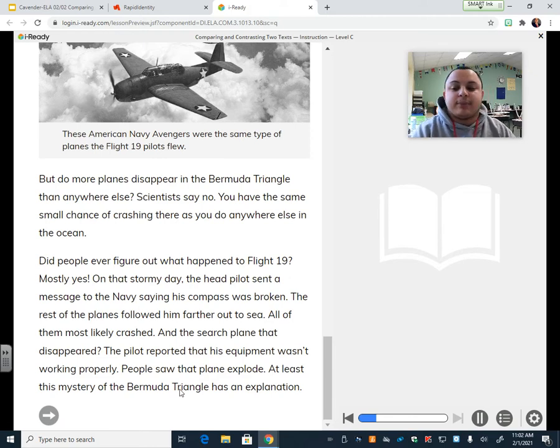So one thing about the Bermuda Triangle is that, first, I used to be obsessed with the Bermuda Triangle, so that's why I know a lot about it. People who have flown through there say that it messes with their compass and it messes with all the equipment, and so it makes their plane stall and they crash.